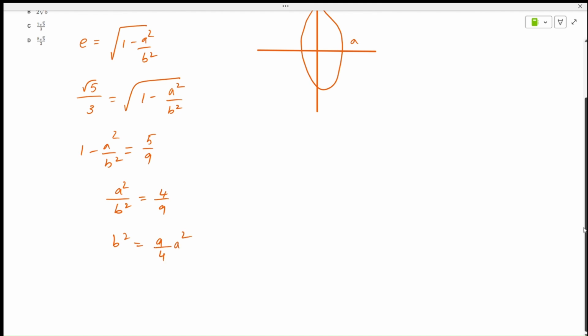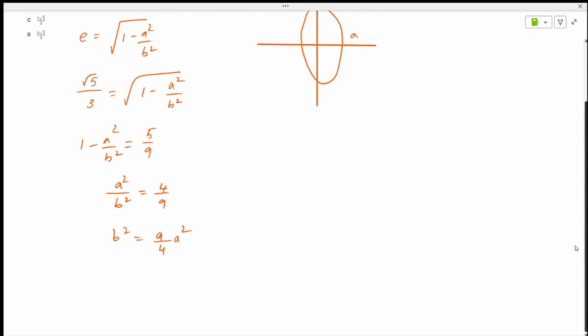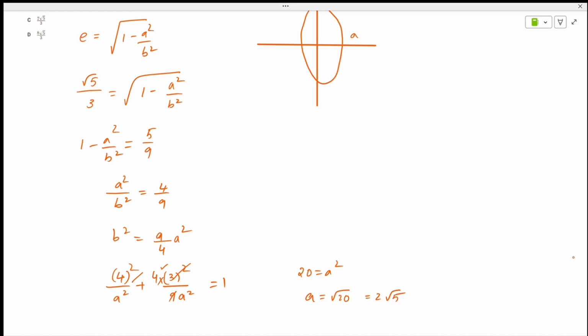Since the given ellipse is passing through 4 comma 3, let us substitute the values. 4 square by a square plus 3 square by b square. What is the value of b square? 9 by 4 a square. So 9 a square into 4. Here 3 square and 9 get cancelled and you can take a square common and send it to the other side. 4 square is 16 and 16 plus 4 is 20. 20 equals a square. So a is equal to root 20, which is equal to 2 root 5.